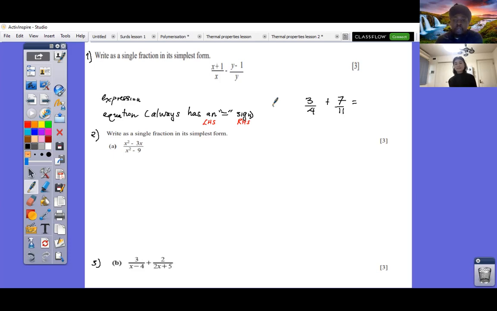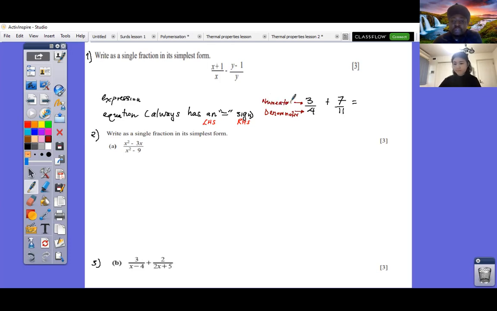So don't worry, I'll show you how to do it. There's a number of ways you can do it. Firstly, we know that this term here is called the denominator. You know that, good, excellent. And this term here is known as the numerator.